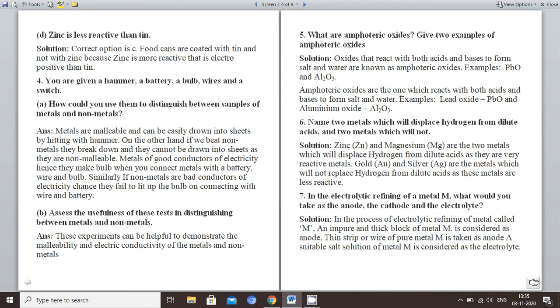So in this process of electrolytic refining of metal M, an impure, thick block of metal M will be taken, and then M is considered as the anode. The impure metal strip we take at the anode, and a thin strip of pure metal we take at the cathode. A thin strip or wire of pure metal M is taken as the cathode. A suitable salt solution of metal M is considered as the electrolyte.